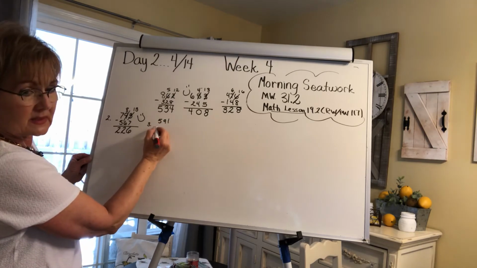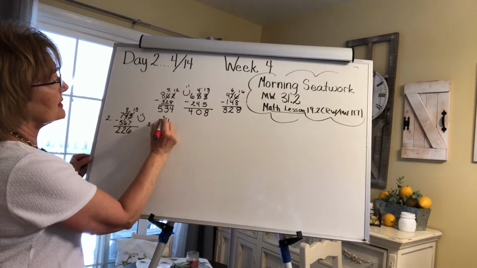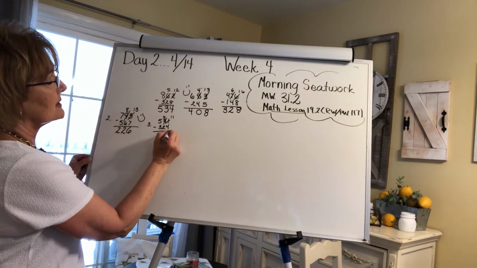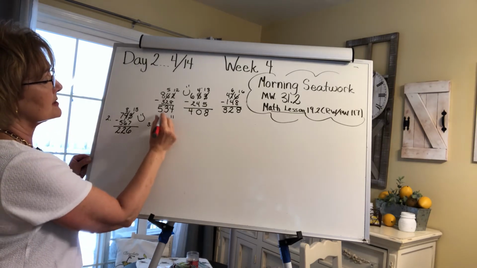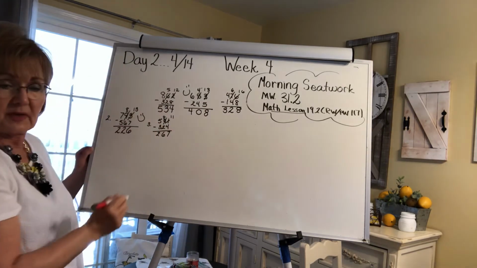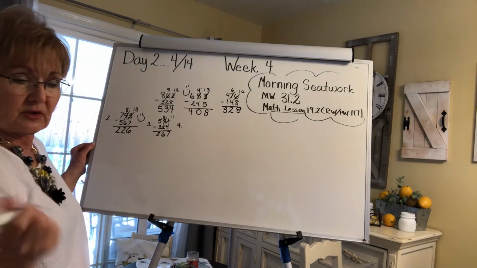591 minus 324. More on the floor, go next door, get 10 more. 11 take away 4 is 7. 8 take away 2. 6 plus 2 makes 8. 5 take away 3 is 2 plus 3 makes 5. Always check it by going up. Stop me if I make a mistake, because you know I often do.